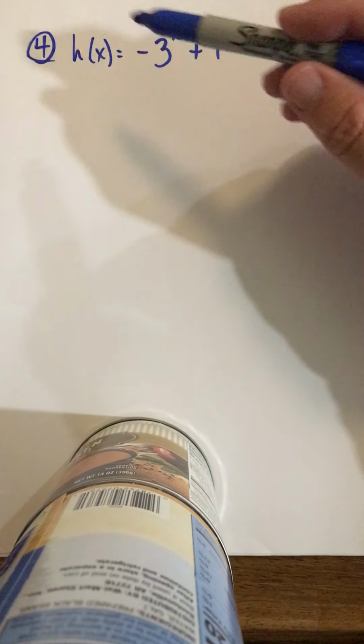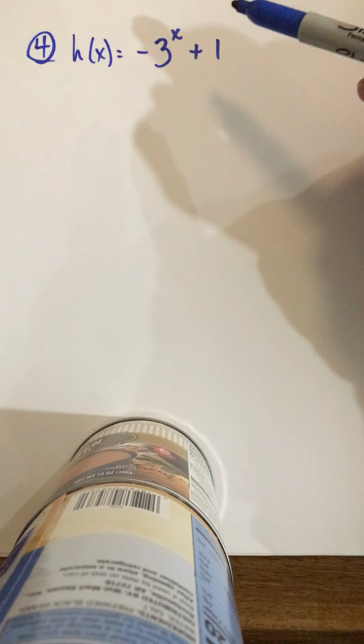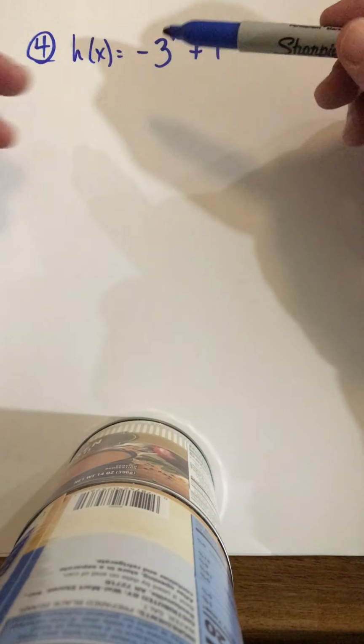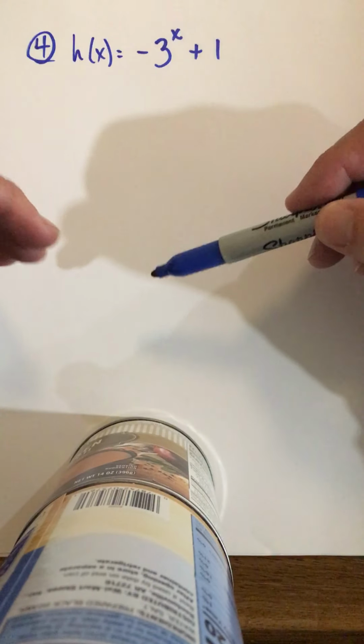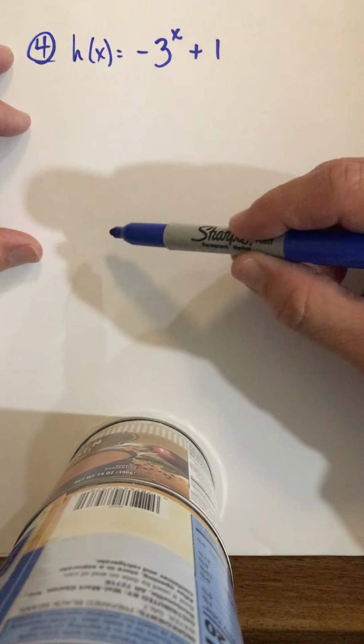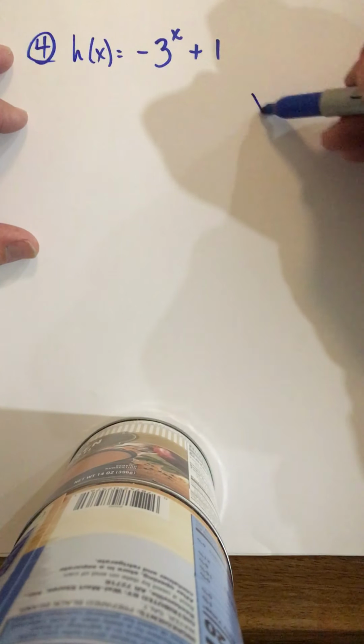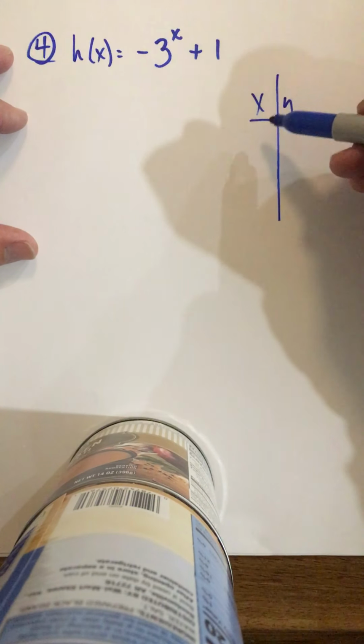Now, the last example of this graphing stuff, we got to deal with negatives in front of this thing. A negative in front of your base is going to flip the whole thing over. So instead of going up the hill, it's now going to go down the hill, okay? So with this problem right here, let's do the X and Y table just to see what's going to happen.